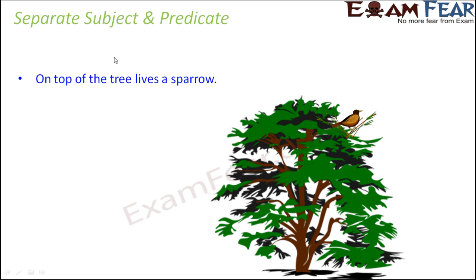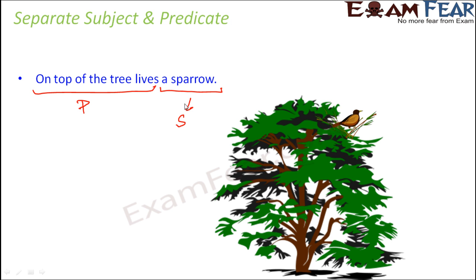On top of the tree lives a sparrow. So in this case, how do you identify the subject and the predicate? So again, we will do the same thing. So what is the verb here? So verb here is lives. So who lives on top of the tree? That would be the question because we need to put a who or what before the verb. So what lives on top of the tree or who lives on top of the tree? Right? So what would be your answer? A sparrow. So the sparrow is the subject and the remaining part is the predicate.